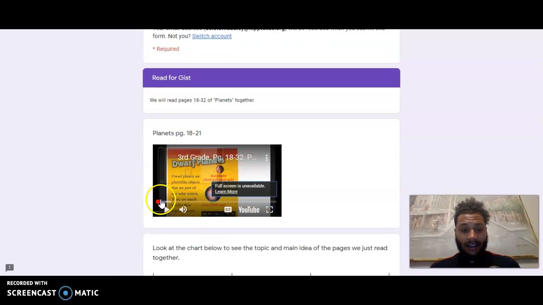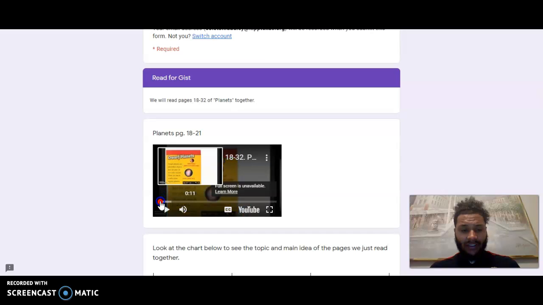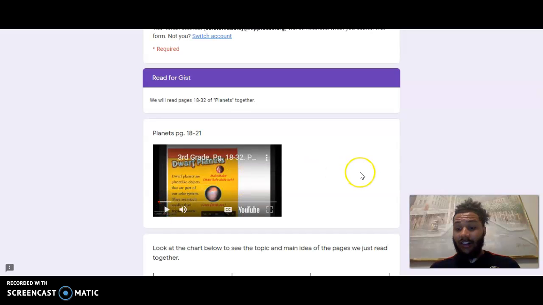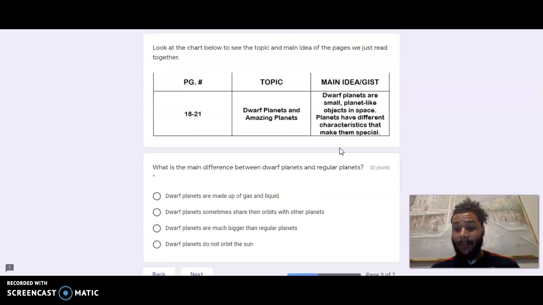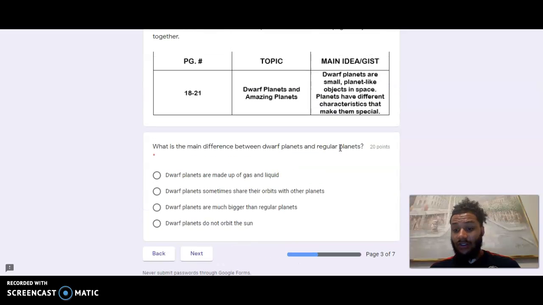So if I go back up here to my video, it's not going to let me go back into the video because I'm recording my screen. However, if you read on page 19 and 20, it tells you that dwarf planets sometimes share their orbits with each other. So maybe 2 dwarf planets are on the same orbit. So that means they're sharing their orbit with other planets. So my answer is B right here. Dwarf planets sometimes share their orbits with other planets.